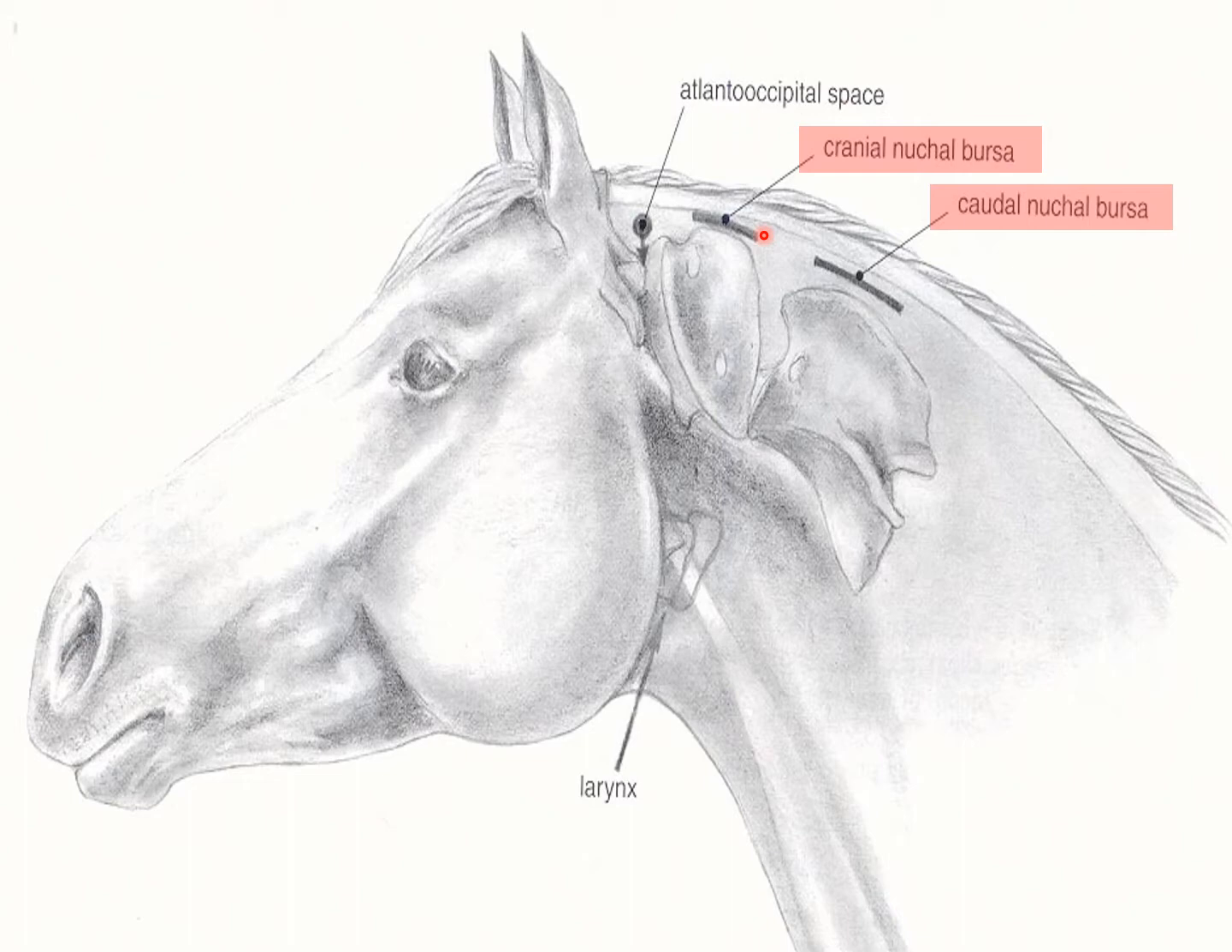The caudal nuchal bursa is the space between the ventral aspect of the funiculus nuchae, or the cord-like part of the nuchal ligament, and the spinous process of the second cervical vertebra. The ventral aspect of the funiculus nuchae and the spinous process of the second cervical vertebra.